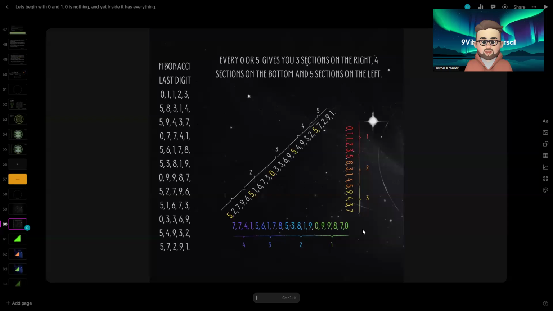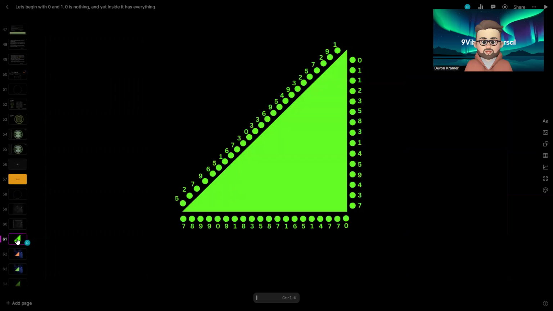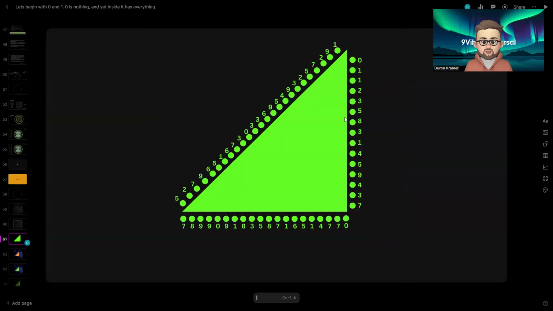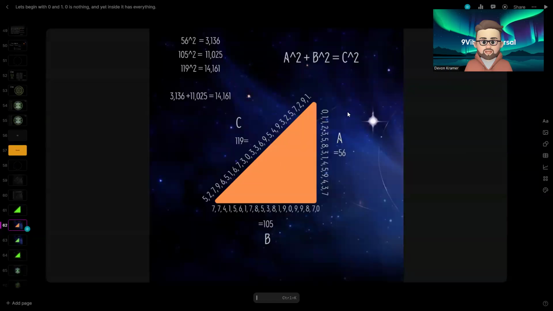Now, that alone is really cool, but it doesn't stop there because if you were to add the digits up, if you were to end up aligning them, as you can see, I want to make sure you can see this crystal clear. We're just dealing with the Fibonacci 60-digit repeat pattern, and we now have it on a 3, 4, 5 triangle. And if we were to add these digits up, we actually end up with 56 here, 105 here, and 119 here.